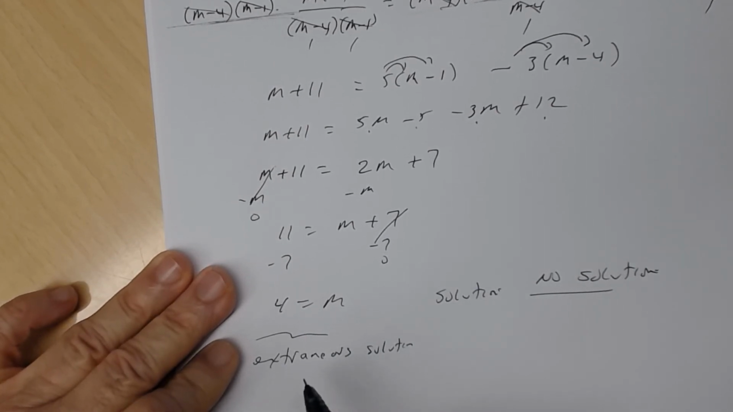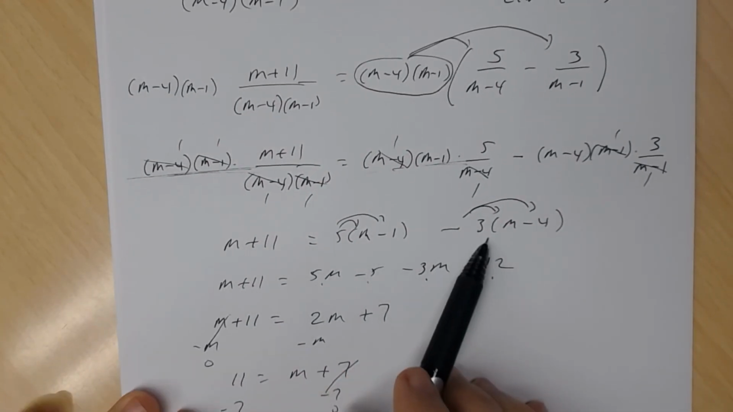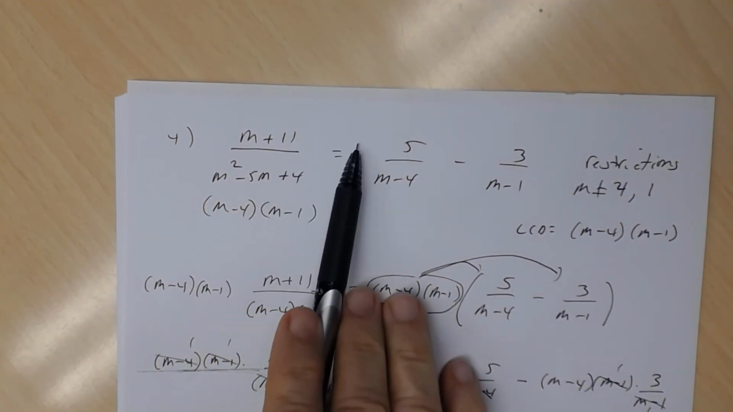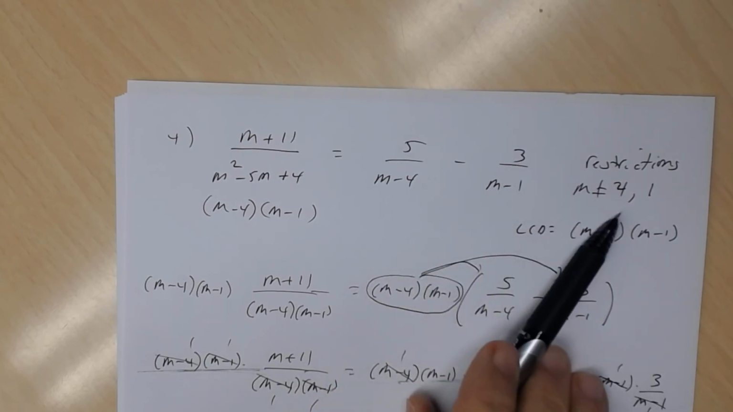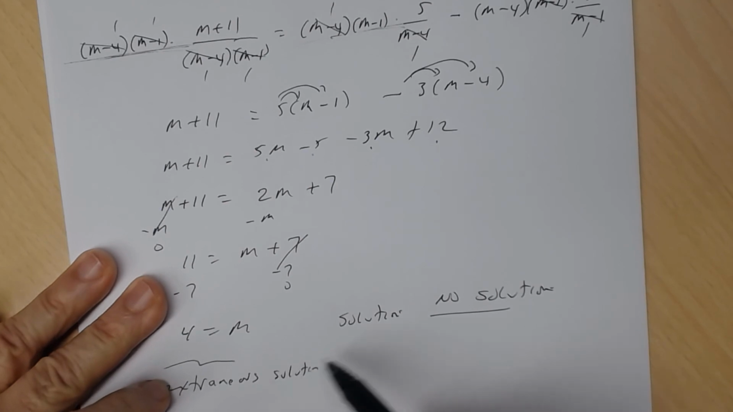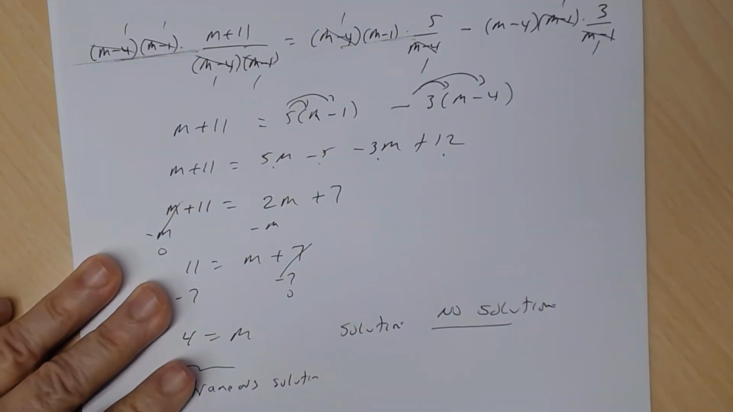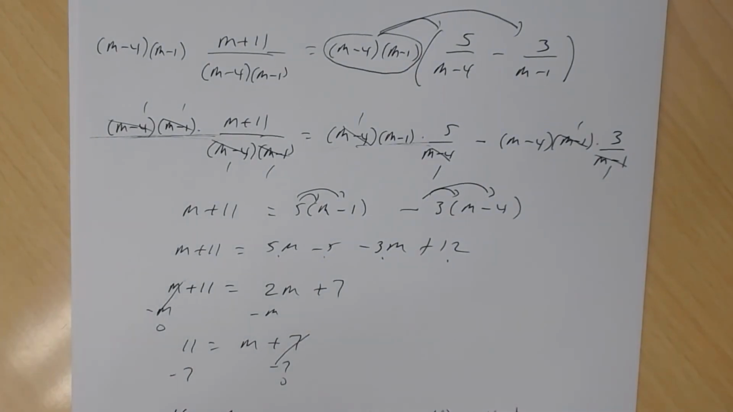Extraneous is a false solution. Remember the idea of false, because it is a solution to the linear one, but it's not a solution to what I wanted to solve because it was a restriction. So you say no solution. That's what you write. Don't write the words extraneous solution. You write the words no solution. Okay. All right. So those were 4 examples. Hopefully that will help you with this lesson on solving rational equations. So it takes care of this lesson.